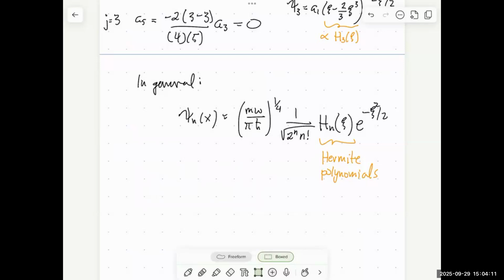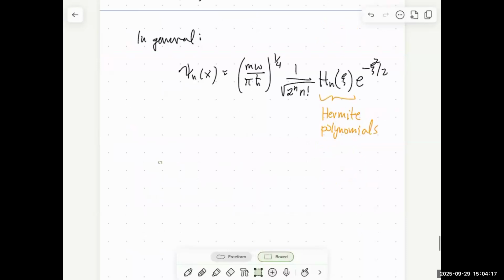So 10 minutes left. So what I'm going to do is write down some of these Hermite polynomials. So let's make a table. We'll have n in one column, and then we'll have hn in another column.